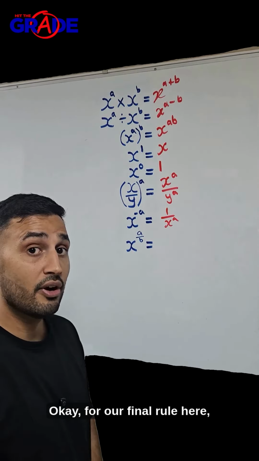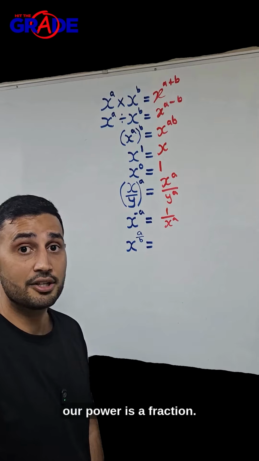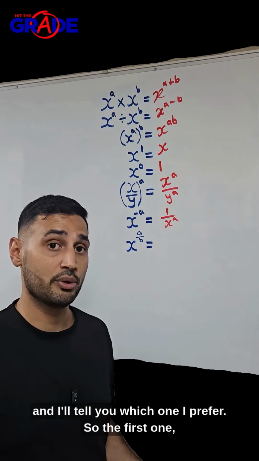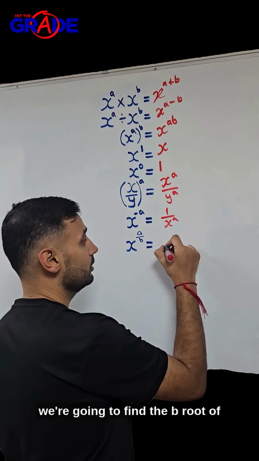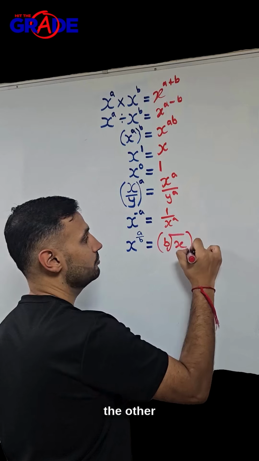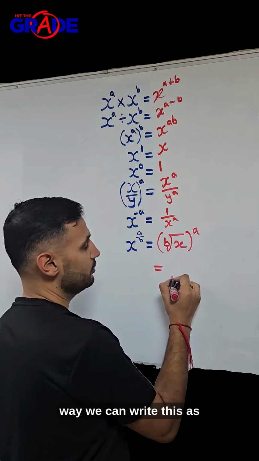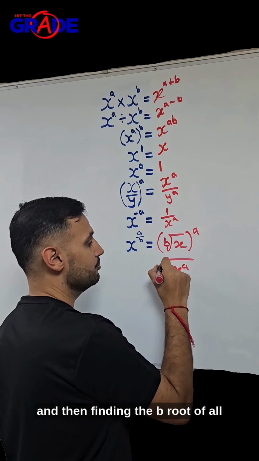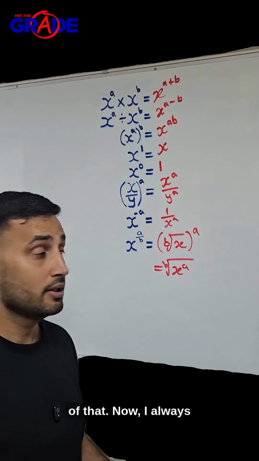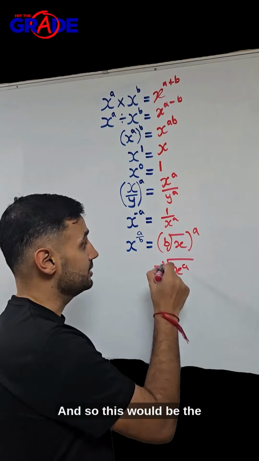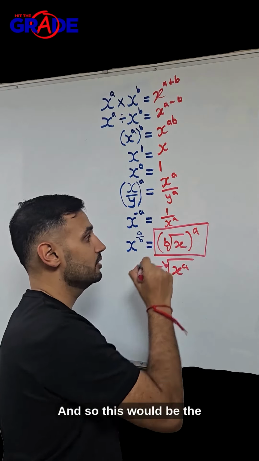Okay. For our final rule here, our power is a fraction. And there are two ways of writing this, and I'll show you both, and I'll tell you which one I prefer. So the first one, we're going to find the b root of x to the power of a. And the other way we can write this as x to the power of a, and then finding the b root of all of that. Now, I would always prefer simplifying first where possible, and so this would be the one I'd choose.